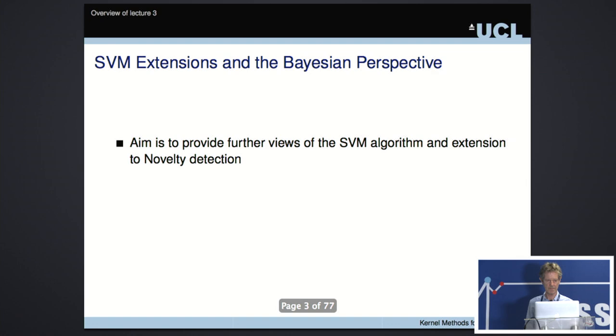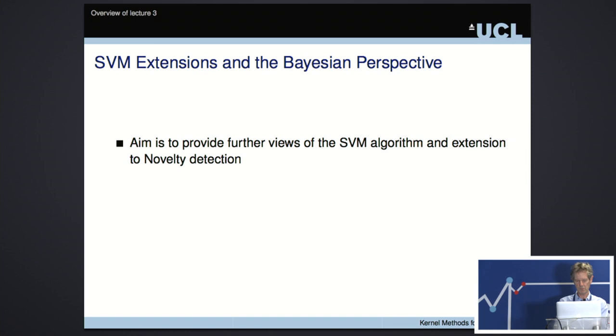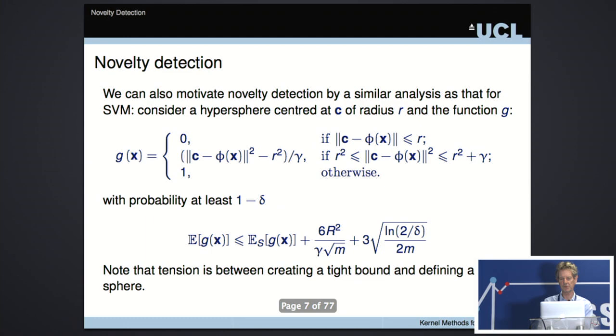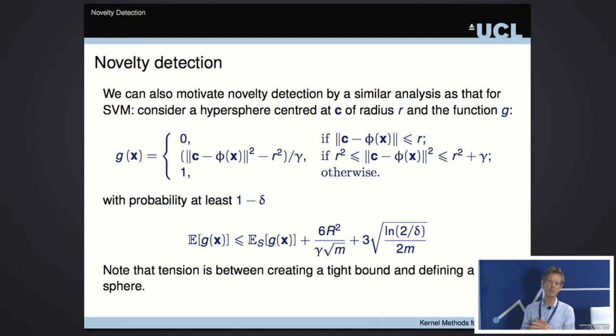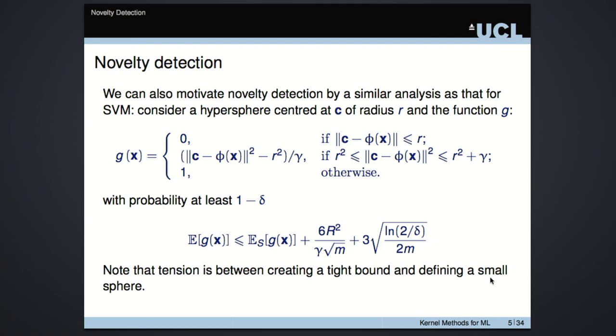So the SVM extension to novelty detection. So here's the novelty detection. The idea of novelty detection is we only have positive examples. This was, in the movie case, something that we typically would have. We'd only know about what people watched. We wouldn't know about what they didn't watch or didn't like. And so how can we try to think of modeling that kind of system and the performance of that system that we'd like to analyze?